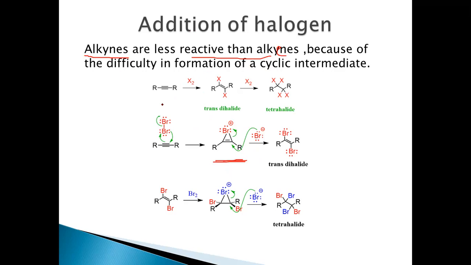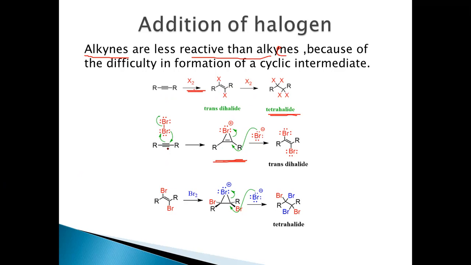So we can add two molecules of this halogen here. The first molecule adds, that is X2, any halogen, resulting in the formation of trans dihalide, and then one more molecule will add on to this, resulting in the formation of tetrahalide. Let's look at the mechanism now.